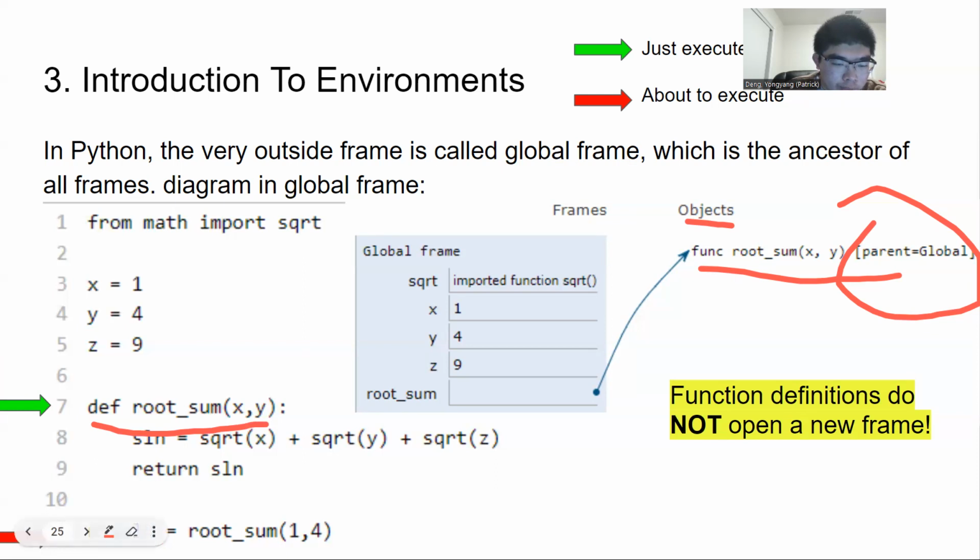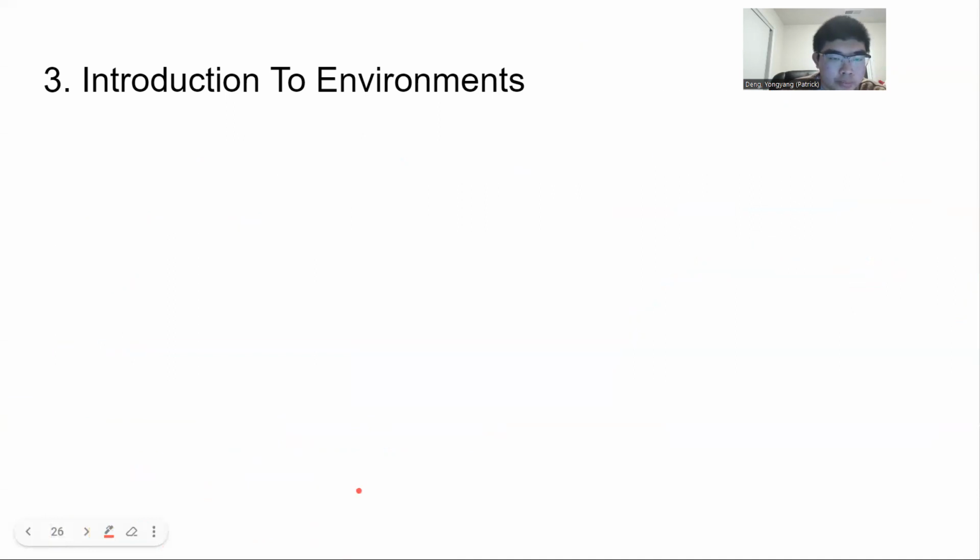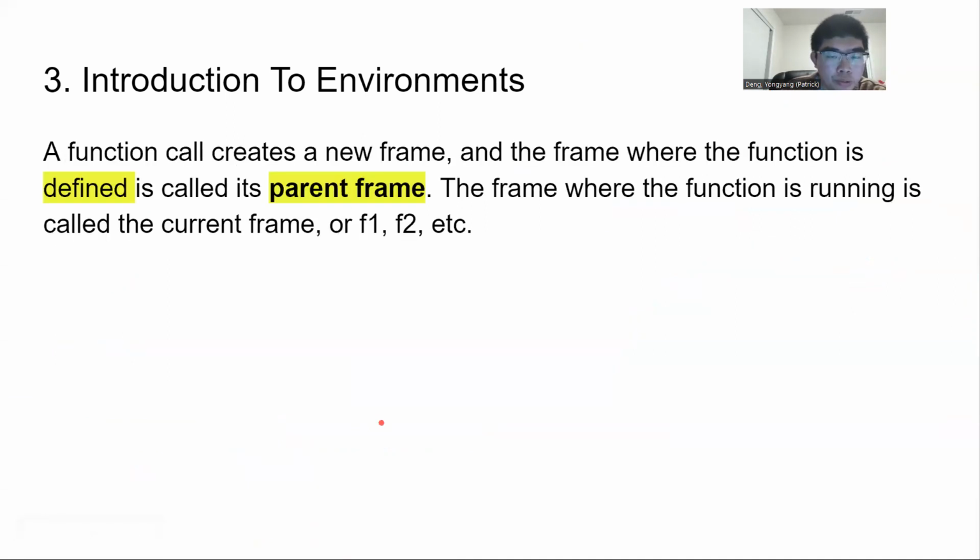And then we read about the result line. And then the result line says, oh, here's a function call, so we are going to open a new frame. Okay, all right. So here are some other notes. A function call creates a new frame, and the frame where the function is defined is called its parent frame.